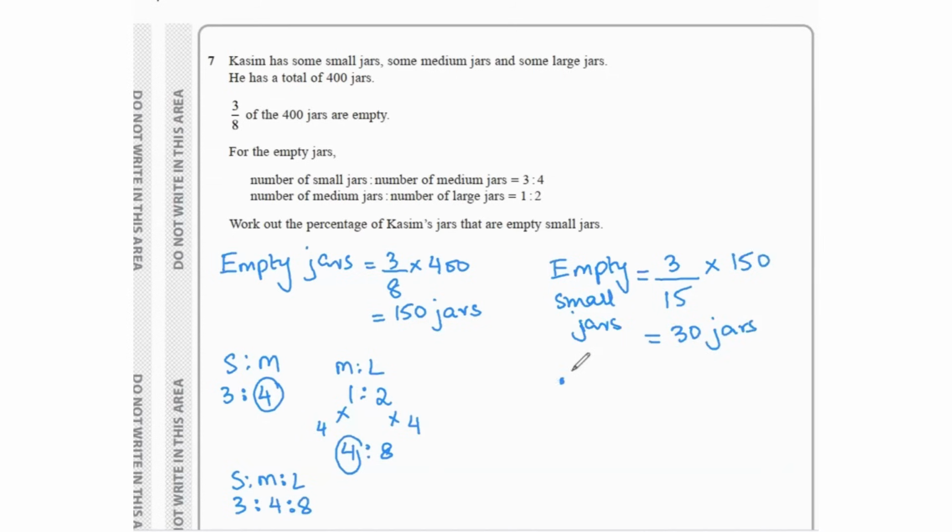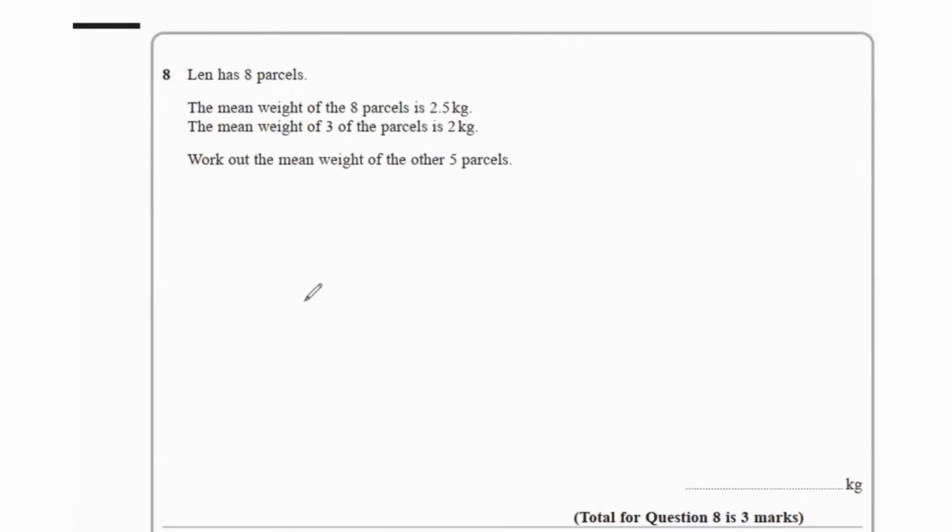So to find the percentage of empty small jars, I'm going to do 30 divided by 400, which is the total number of jars, times 100. And that is going to give me 7.5%. That's your answer.